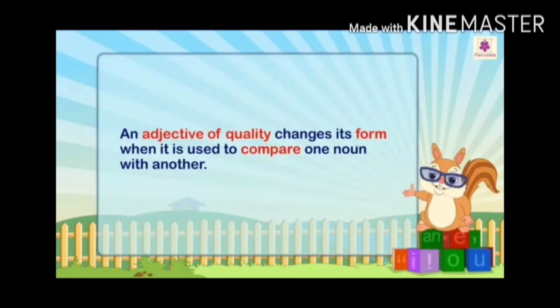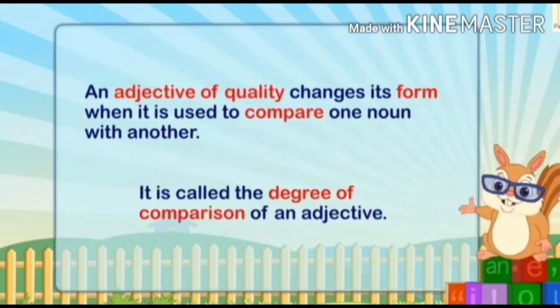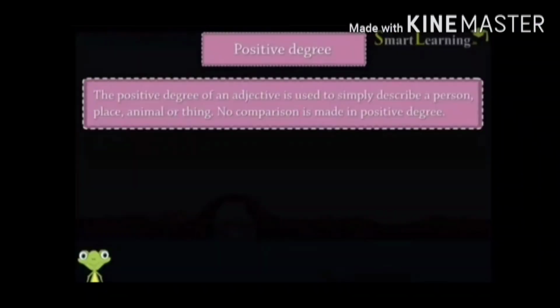Let's come back to comparison of adjectives. An adjective of quality changes when it is used to compare one noun to another. It is called the degree of comparison of an adjective. Once again, we have 3 degrees of comparison: the positive degree, the comparative degree, and the superlative degree. The positive degree of an adjective is used to simply describe a person, place, animal, or thing. No comparison is made in a positive degree.